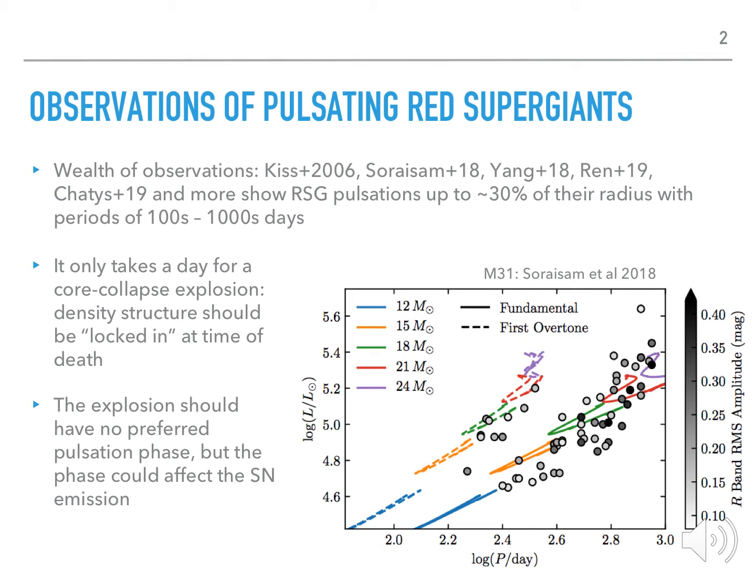Because these pulsations happen over timescales of hundreds to thousands of days, but it only takes a single day for the core collapse explosion to happen, the density structure should be locked in at the time of death. Moreover, the explosion shouldn't really have a preferred pulsation phase. It could happen at any point, compact or expanded. But the pulsation phase, because of the impact on the progenitor radius and the density profile, could affect the supernova emission.